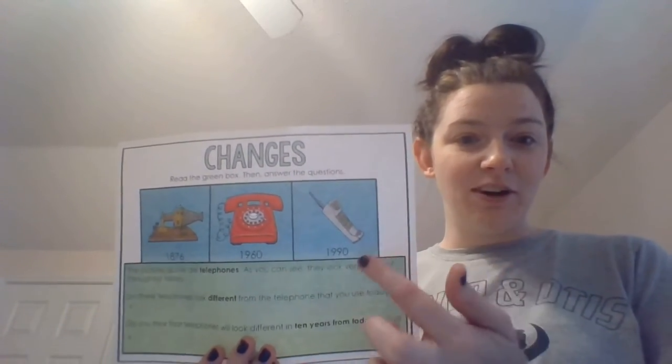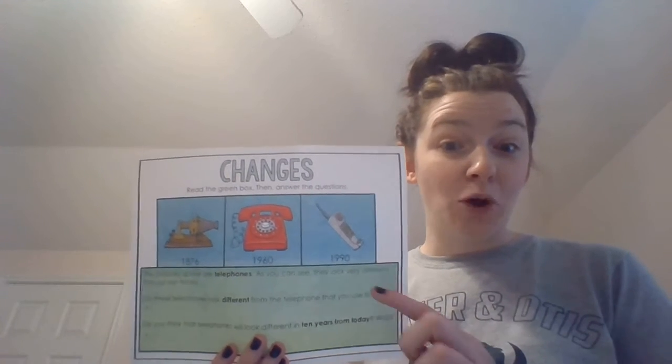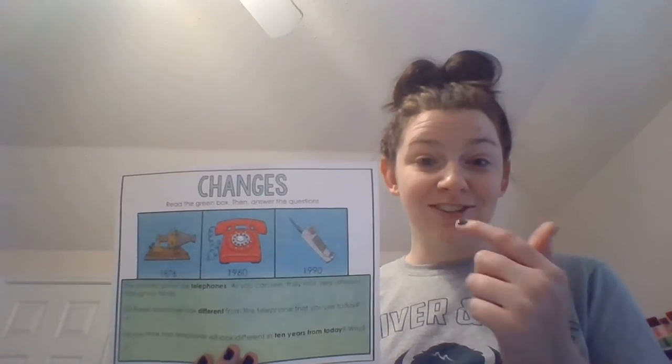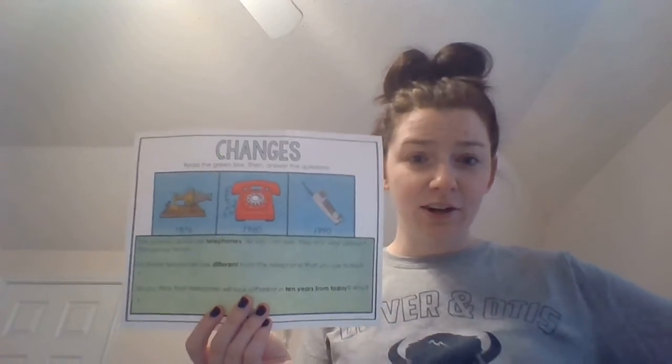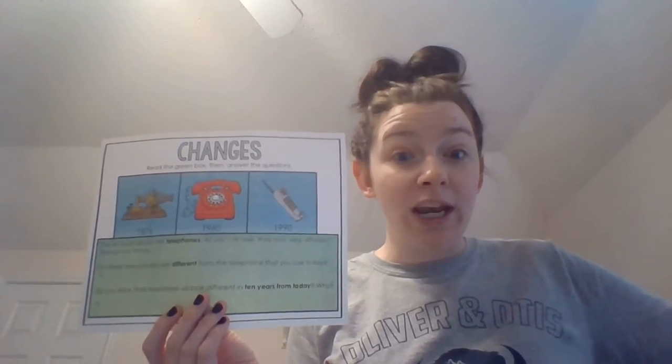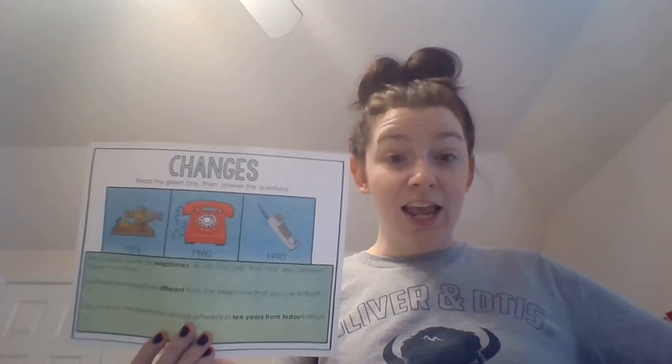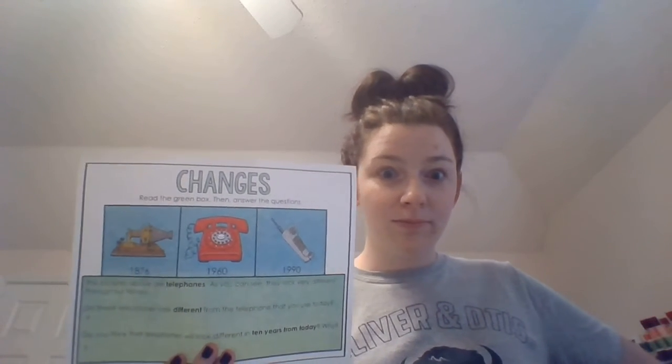And it says, do you think that telephones will look different in 10 years from today, and why? So we pretended there's a 2020 box here. It would have a cell phone. And you told me why they look different. Pretend there's another box out here where we wouldn't have any space, but pretend there's another box out here. It says in 10 years. So that would be in the year 2030. And you would be 17 or 18 years old.